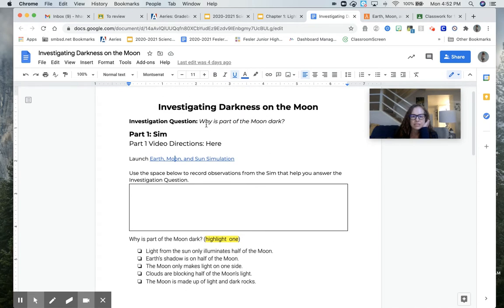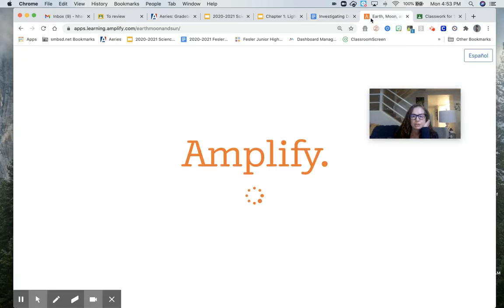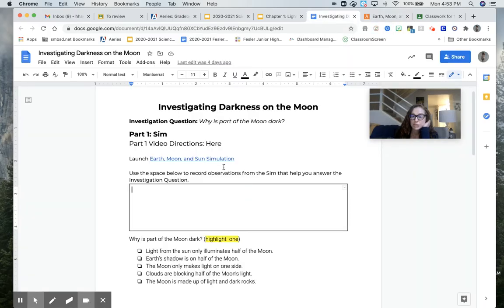So we are investigating, this is our question that we're answering: Why is part of the moon dark? So we are going to use this space and we're going to provide some observations that we see in our sim that tell us why part of the moon is dark. Apparently it's going to take a little bit to load.